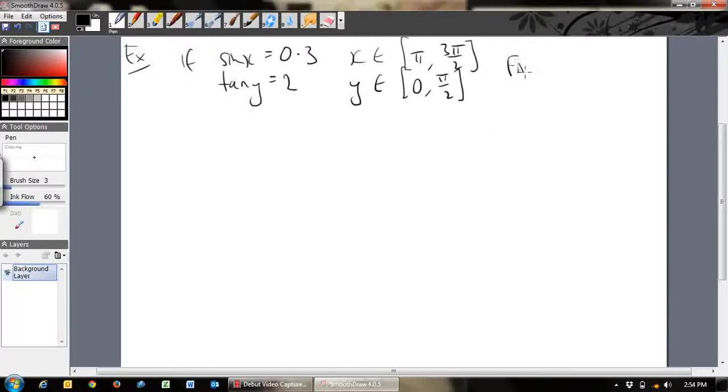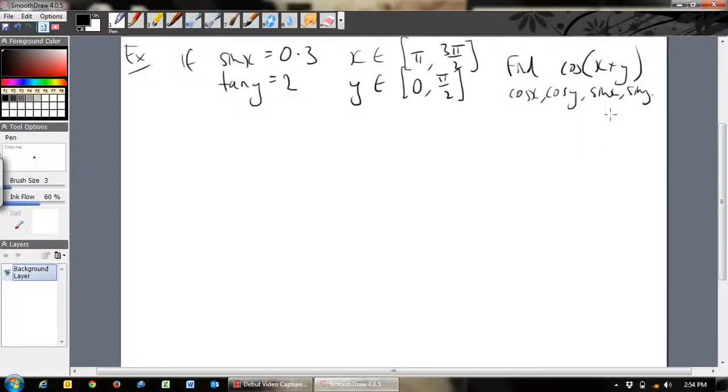I'll just write here, just to save space, because I know this is going to take up a lot of space. Find cos of x plus y. Now, if you look back at your formula for cos x plus y, what do we need to know? We need to know cos x, cos y, sine x, and sine y.